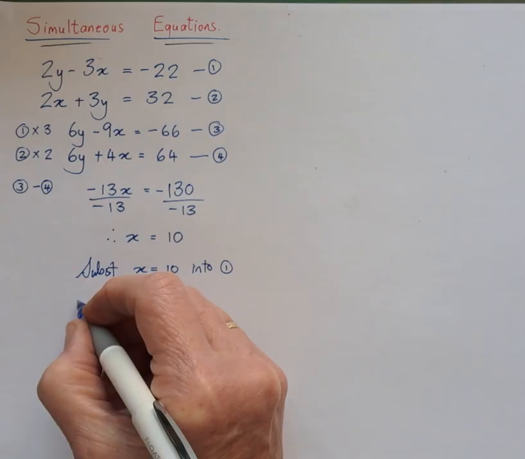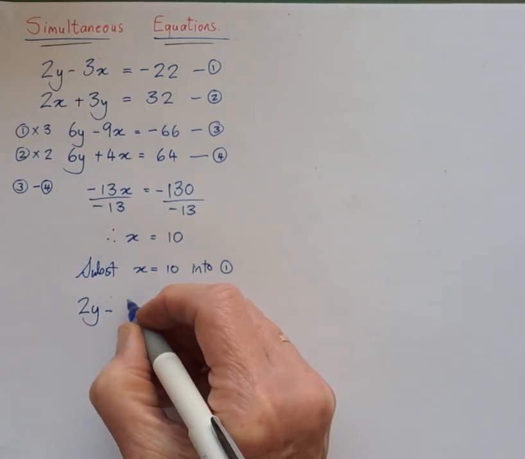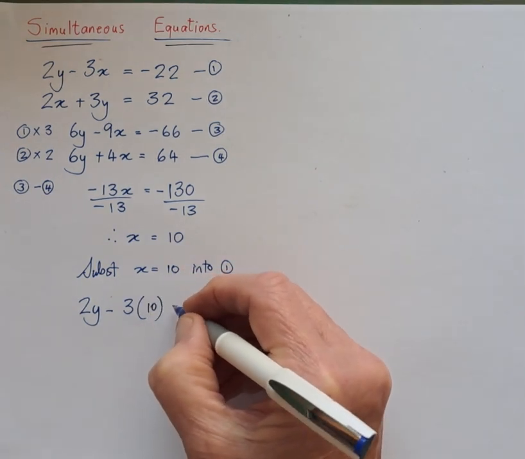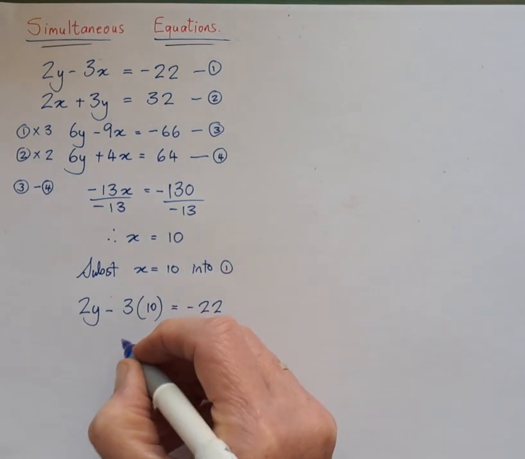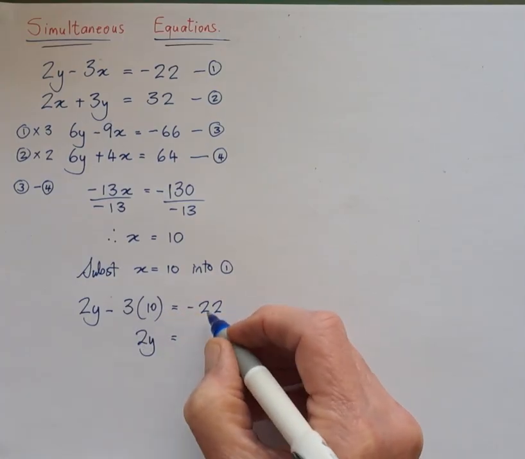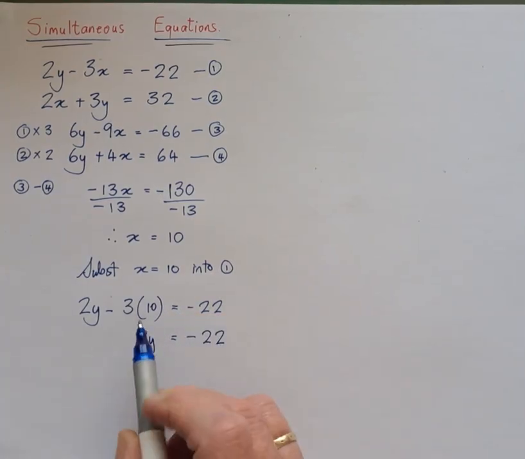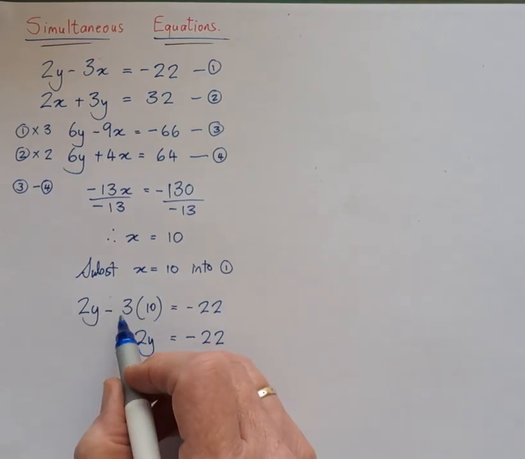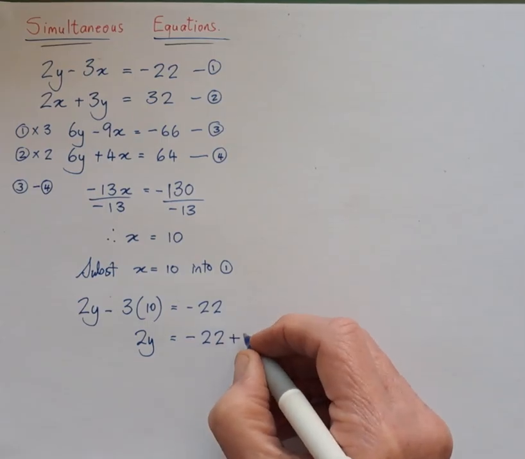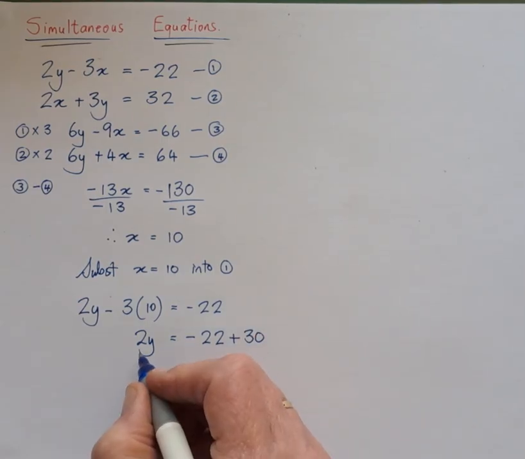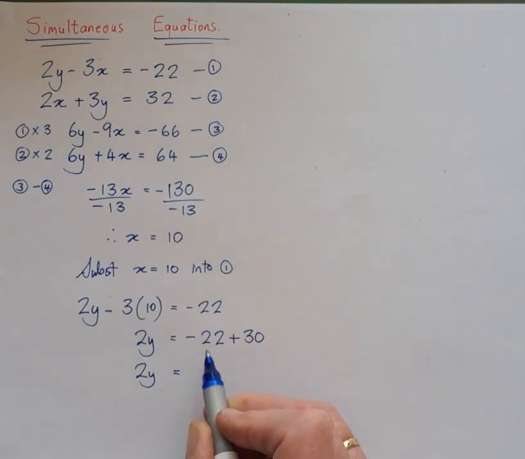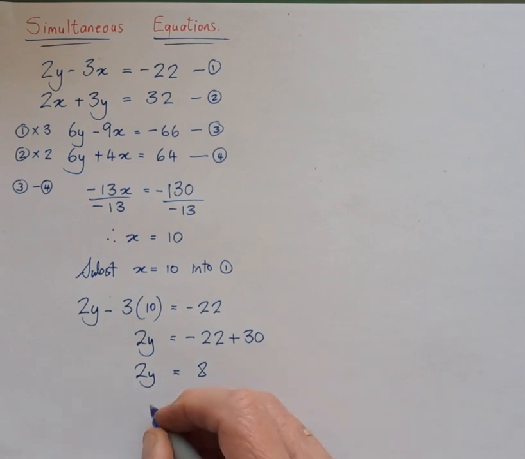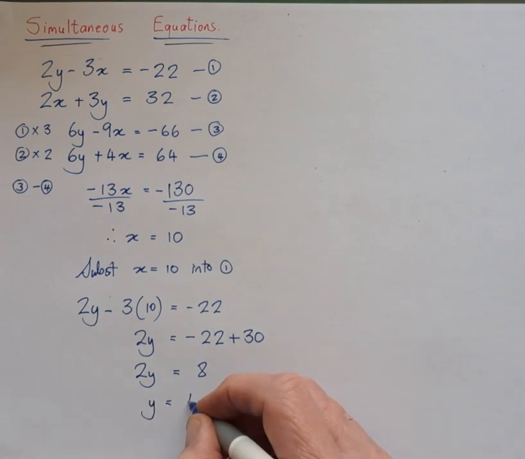So I've got 2y minus 3, and instead of x, I'm now going to write 10, equals negative 22. So 2y is equal to, I've got negative 22 on that side. What is this going to give me? It's going to give me negative 30. So negative 30 is going to go across and become positive 30. That means 2y is equal to negative 22 plus 30 is going to give me positive 8. Divide by 2, and y is going to be equal to 4.